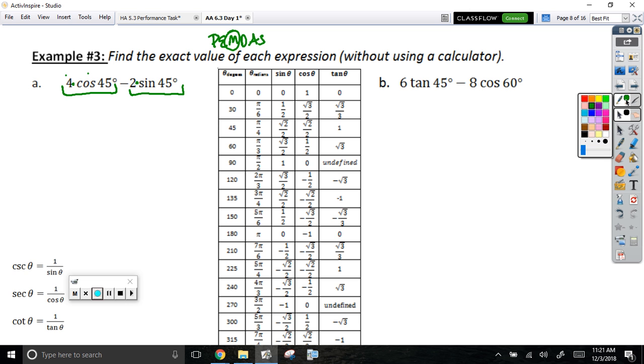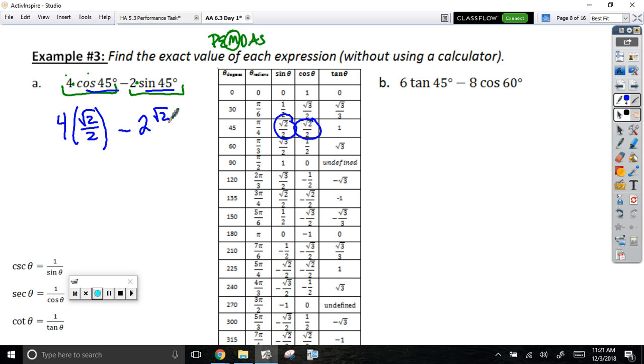So we're going to go to our special angles chart. We're going to find the cosine of 45. We're going to plug that in. And we're also going to find the sine of 45. We're going to plug that in. Now, how do we multiply a fraction and a non-fraction? Good, we force it to be a fraction by putting it over a 1. So this will get me 4 square roots of 2 over 2 minus 2 square roots of 2 over 2.